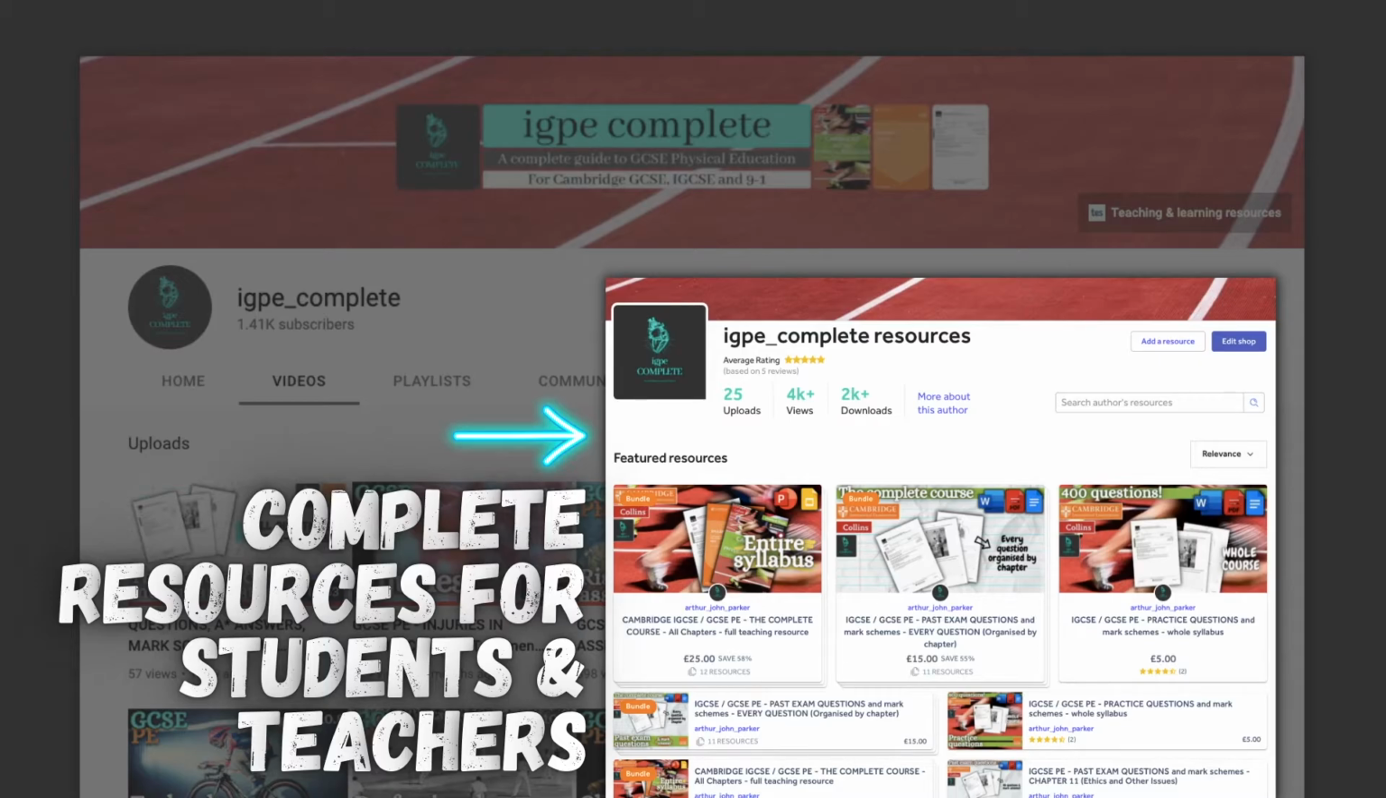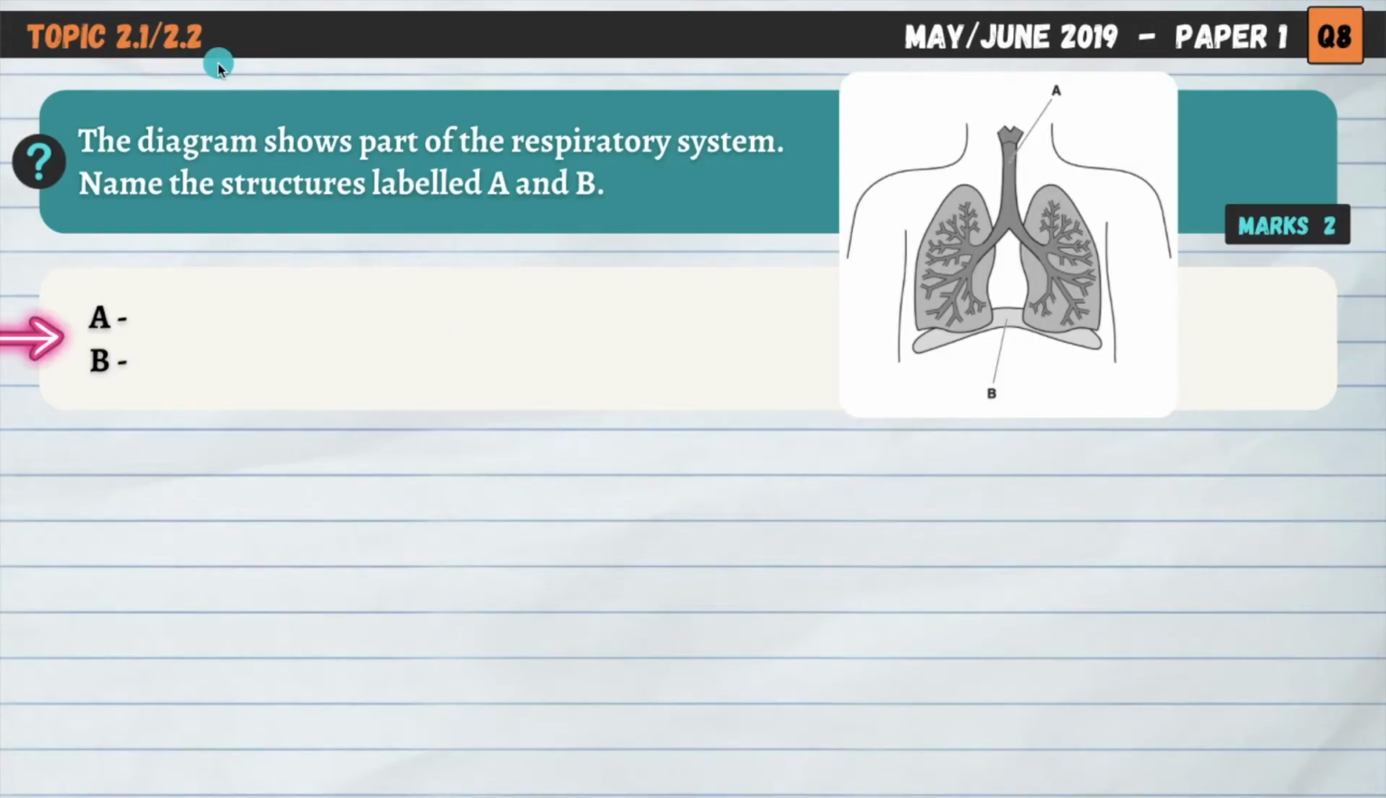Let's begin. Question number 1 on topic 2.1 and 2.2. You can head down to the description and find short summary videos containing everything you need to know on Chapter 2, the respiratory system. So if at any point you don't understand a question, head down there, get a recap of that key information, then come back and have a go.